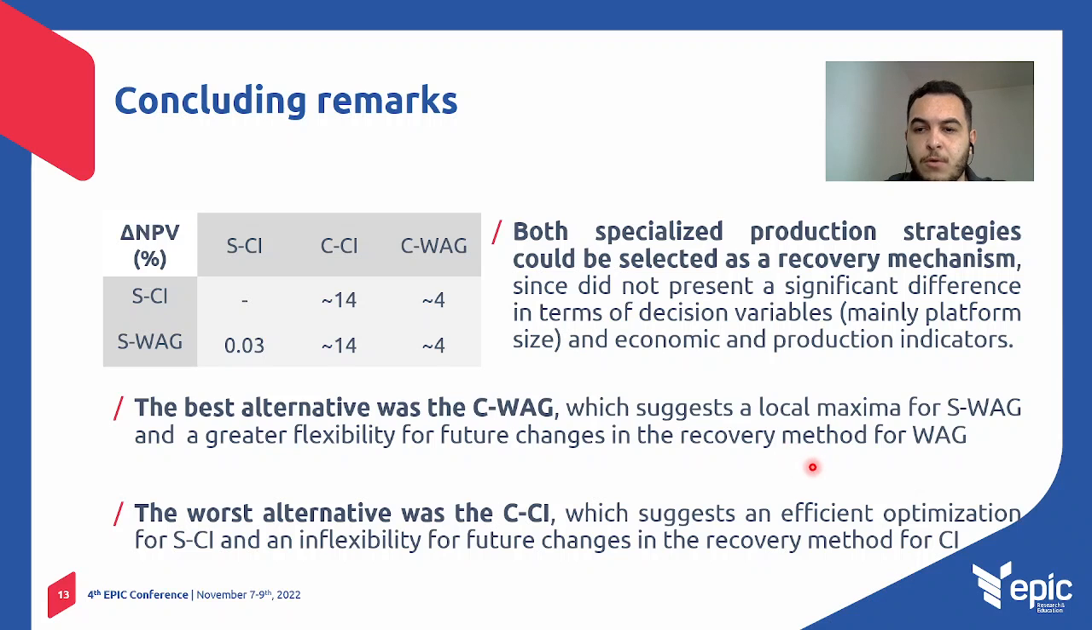What is this local maxima? This is a point which is a maximum related to its neighbor values, but is not a global maximum. The worst alternative was the cross simulation for continuous injection, which suggests just an efficient optimization for specialized strategies for continuous injection and an inflexibility for future changes in the recovery method for continuous injection.